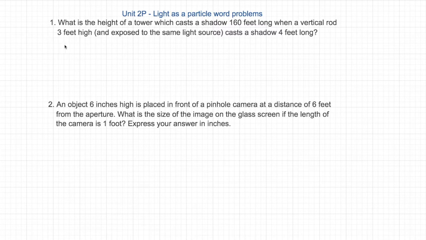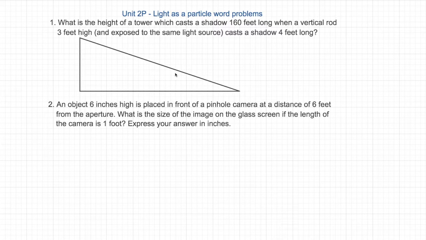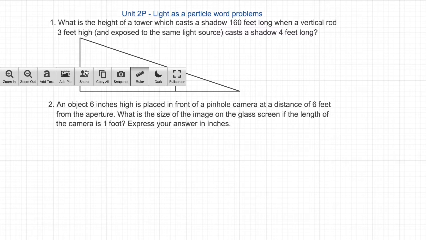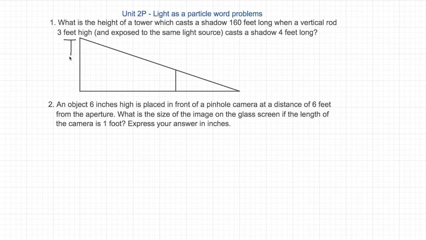It usually helps to draw a picture first and enter the information that the problem gives you. The vertical line is the tower. The horizontal line is its shadow. The smaller vertical line is the rod. We do not know the height of the tower. That's x. The length of its shadow is 160 feet. The height of the rod is 3 feet, and it casts a shadow 4 feet long.